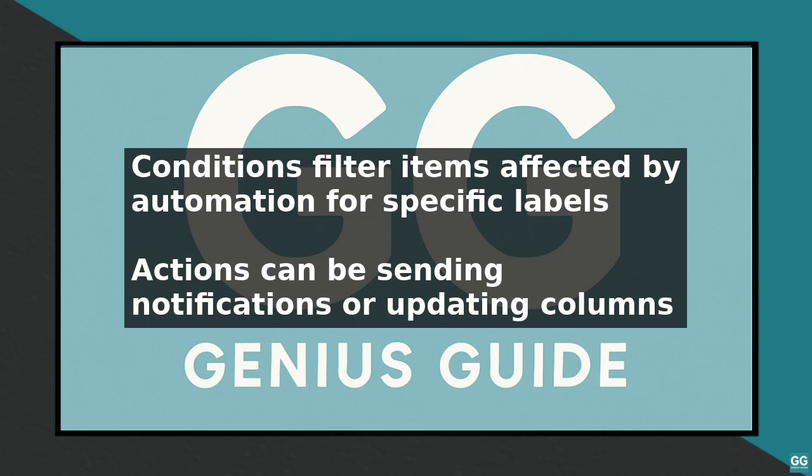For example, you can create an action that assigns a task to a team member when a new item is added to a board. Once you have set up your automation, you can test it to make sure it is working correctly. To test an automation, go to the automation settings and click on the test button. This will allow you to see if the automation is working as expected.